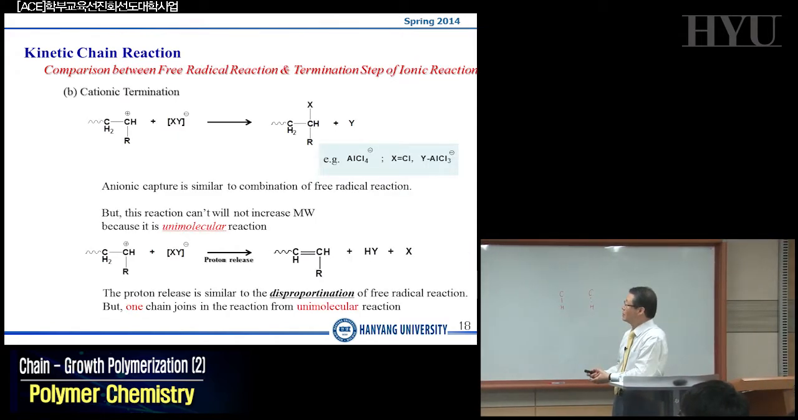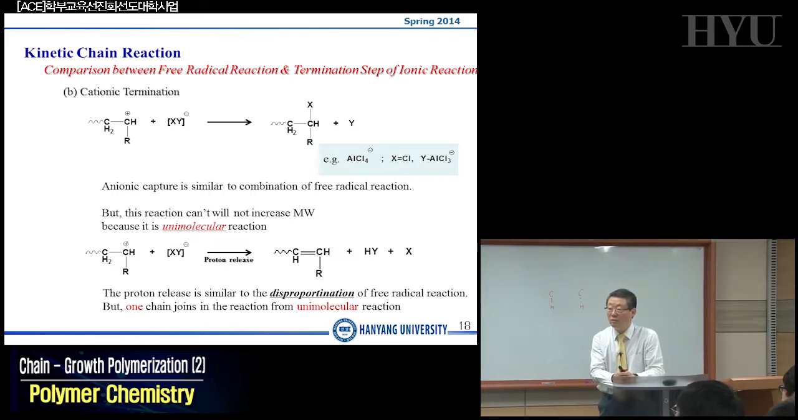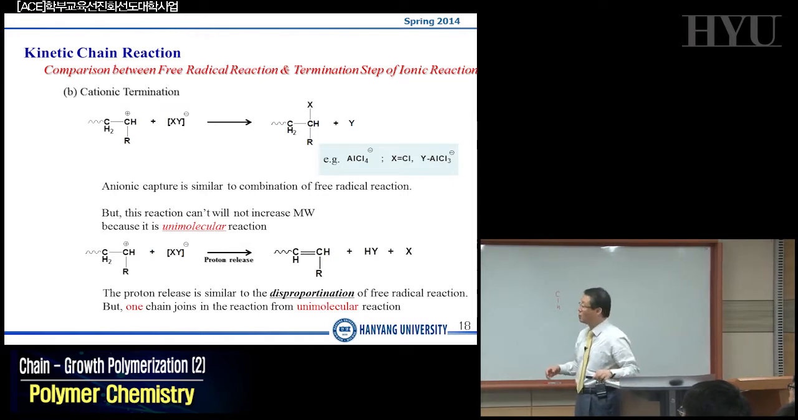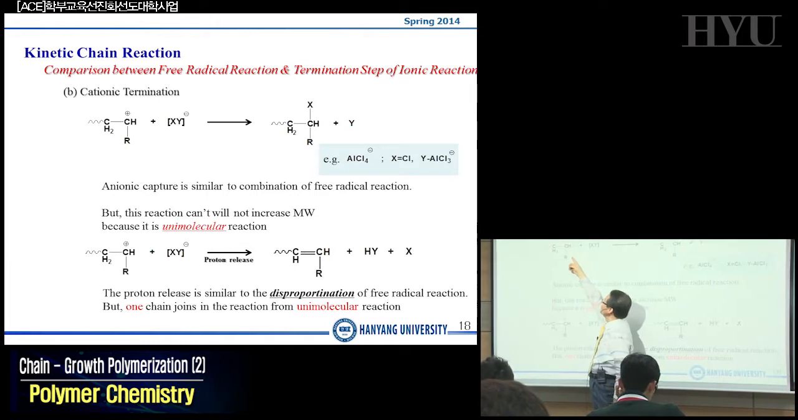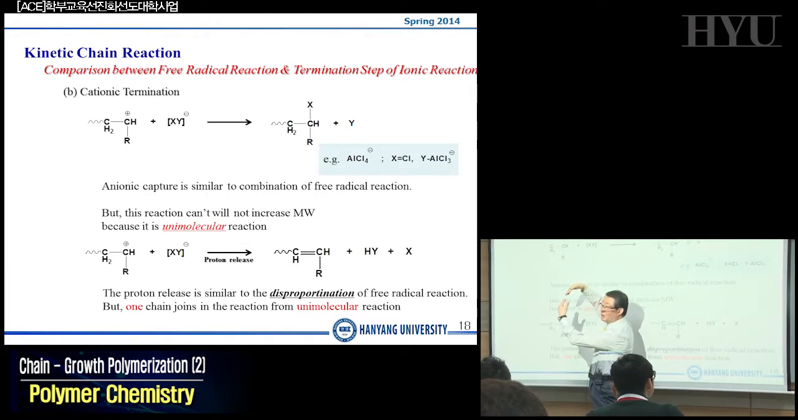What about the cationic terminations? Cationic termination mode is that you have carbocations at the end of your chain. Although we describe this as a plus XY minus, where XY minus is a Gegen ion or counter ion, actually there is no free ion pair, because this carbocation is combined with X and Y. So this is one molecule instead of two molecules.